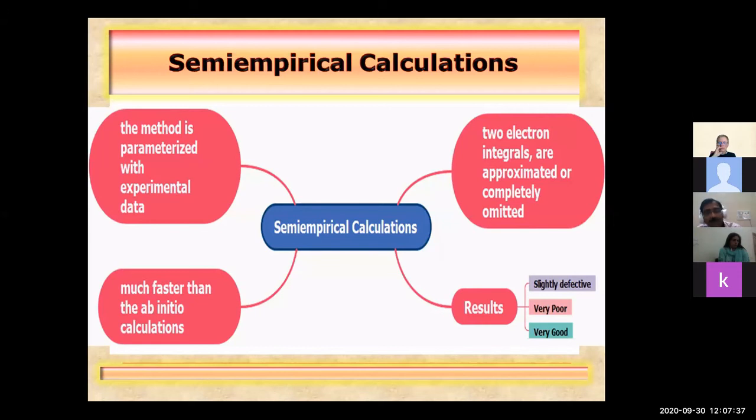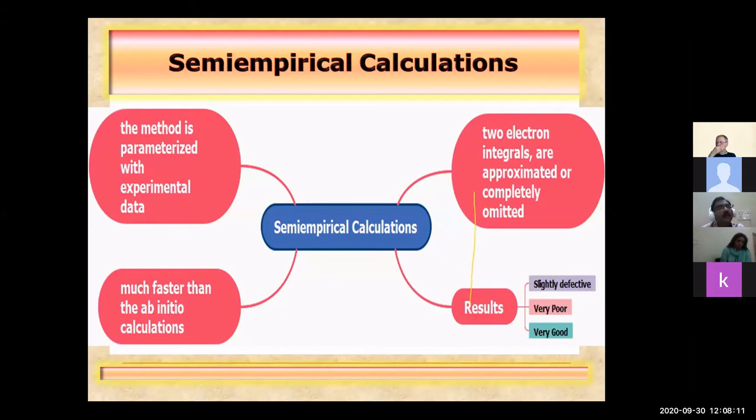But the demerit of these calculations is that the results can be slightly defective. How the defects are produced is that if the molecule under study is similar to the molecules in the database used for parameterization of the method, then the results would be very good. But if the molecule being computed is significantly different from anything in the parameterization set, then of course the results will be very, very poor. So basically, we also further need to take a call.